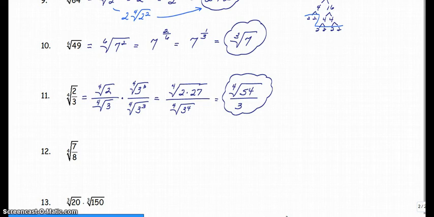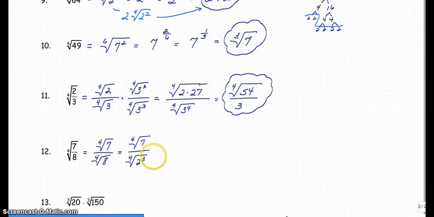So for problem 12, a similar approach to what we did in 11, we'll break it apart. We would have the fourth root of 7 over the fourth root of 8. But now keep in mind that we can rewrite that 8. We can think of it in a different way. So we would have the fourth root of 7 over the fourth root of 2 cubed.